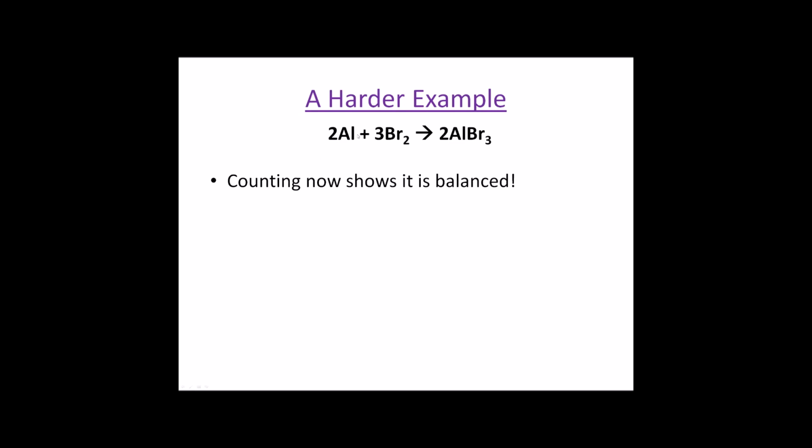What you should have is 2Al plus 3Br2 makes 2AlBr3, and that's our balanced equation. We've got 2 aluminiums here, 2 aluminiums here. 3 times 2 equals 6 bromines here, 2 times 3 equals 6 bromines on this side.